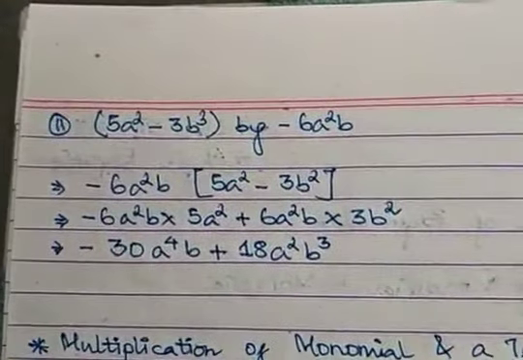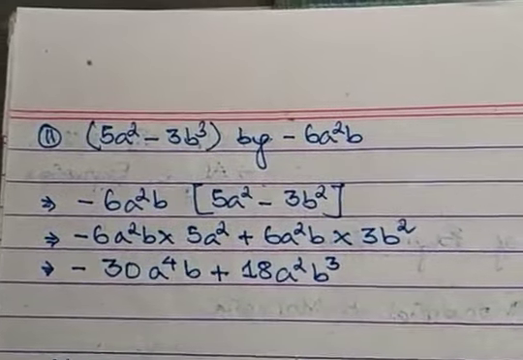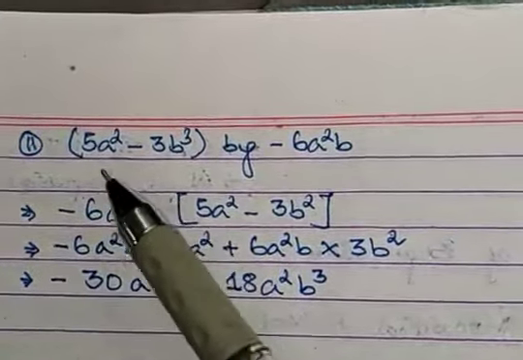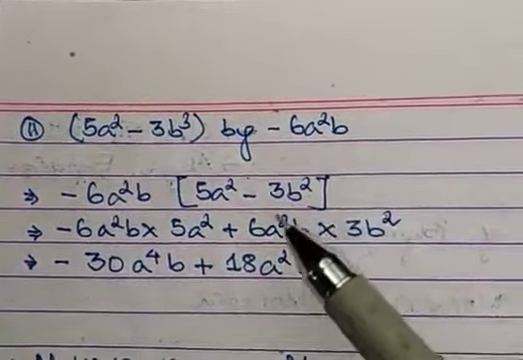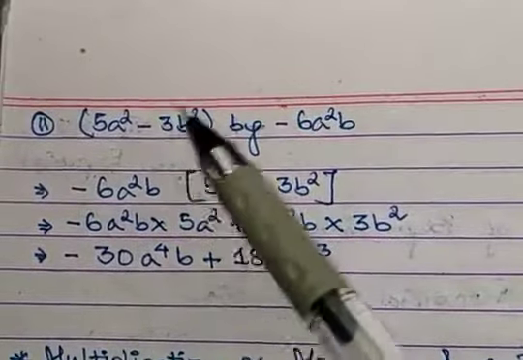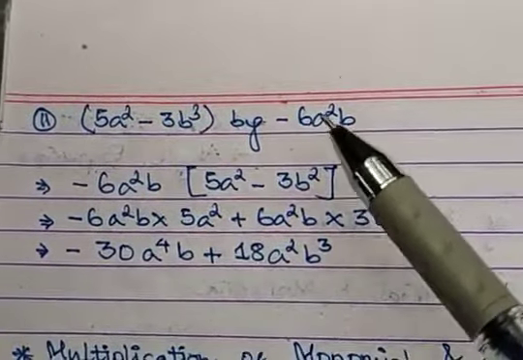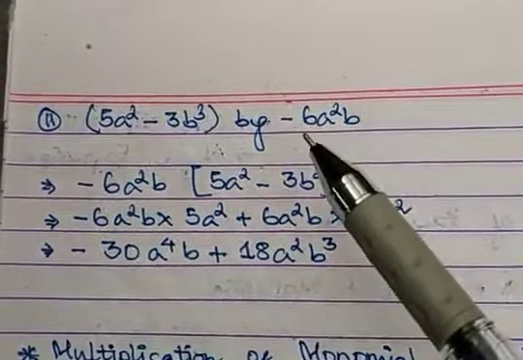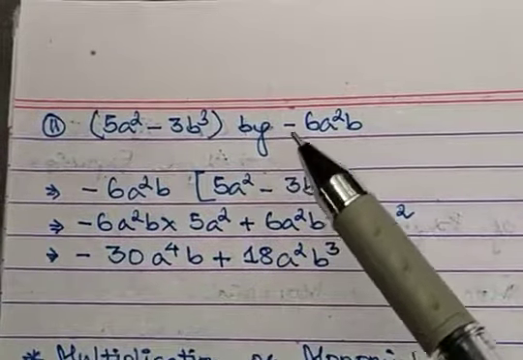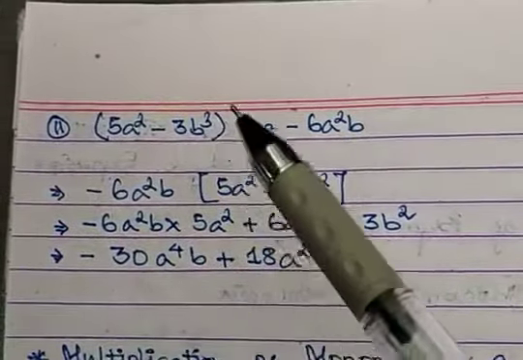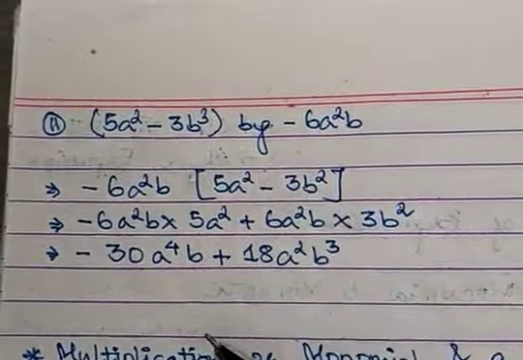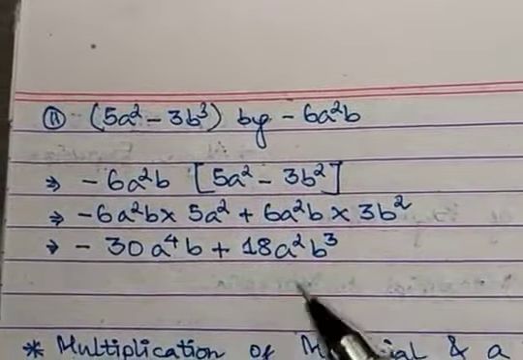Okay, now for the second question I have picked this one. Question number 2: 5a squared minus 3b cubed, multiplied by minus 6a squared b. Again the same thing. We have a binomial and a monomial, so I have placed the monomial at the front. And remember, never neglect the signs. It has a negative sign, so we cannot just neglect it. The binomial I have kept on the right hand side.